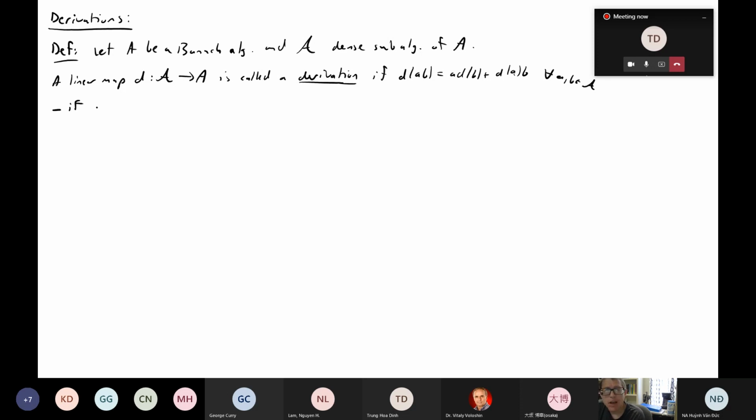If A is a star algebra, so it has a star on it, and this is a dense star subalgebra, then if I have the requirement that D on A star is D on A and then take the star, we call this a star derivation.